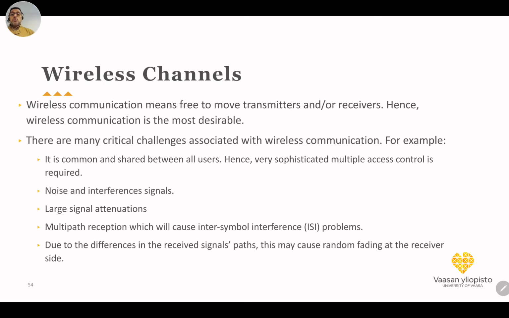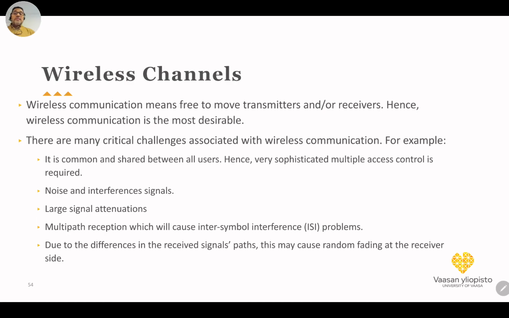We have also noise and interference signals, not only the internal noise but also external noise coming from different sources. For example, your electrical mixer at home, or if you are close to some substation, there is some electromagnetic interference coming from there. So we have many kinds of noise signals.